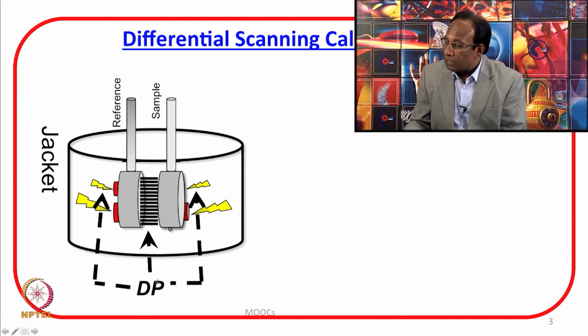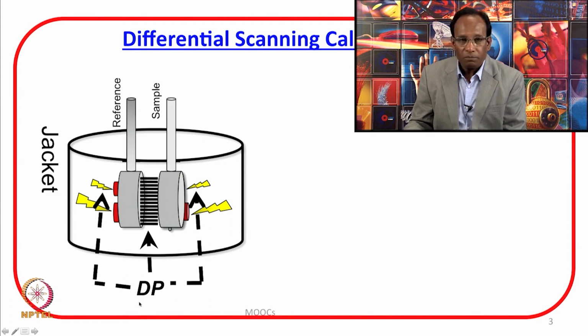Please note down, simultaneously you are heating it at a constant heating rate, but you want that the temperature difference between the two cells should remain 0, in the sense that if temperature tends to fall in this, means if it starts absorbing heat, additional power needs to be supplied to the sample cell, and that differential power as a function of temperature or as a function of time is noted down.